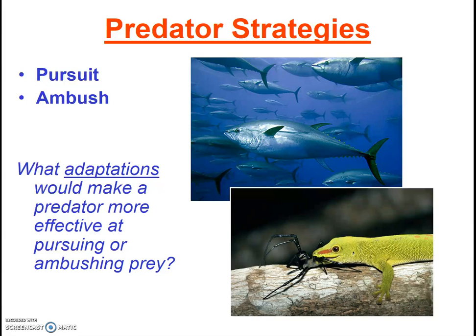Also consider other predators: eagles, owls, lions, wolves, anteaters, etc. List some traits. Now let's consider the prey.